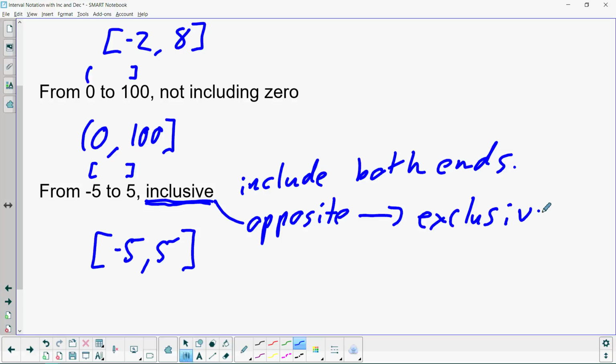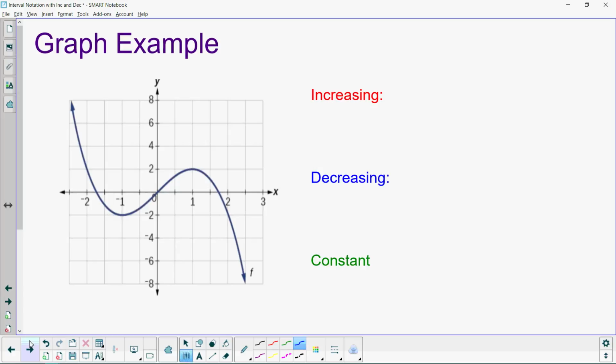All right. So now that we have some examples of interval notation and how it works, we're going to go ahead and look at some graphs. Here's our first graphing example, and we're going to do our best to say where the graph increases, where it decreases, and where it is constant. The first thing we're going to do is look at our graph. When we say decreasing, we mean negative slope. So our slope is less than 0, it's negative. The way you check for that is you draw a tangent line.